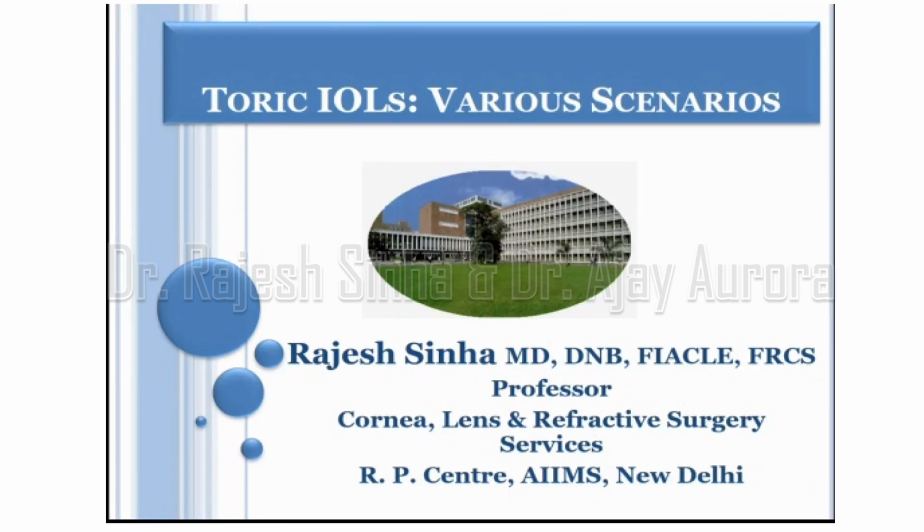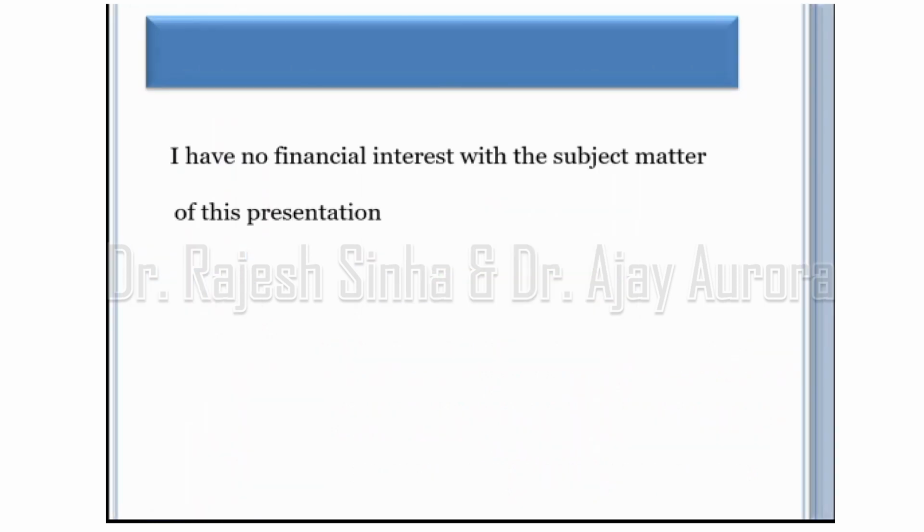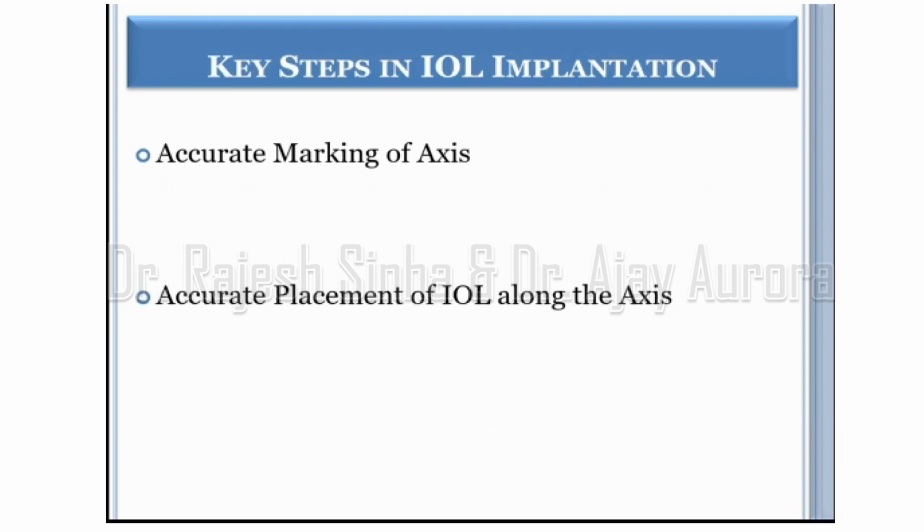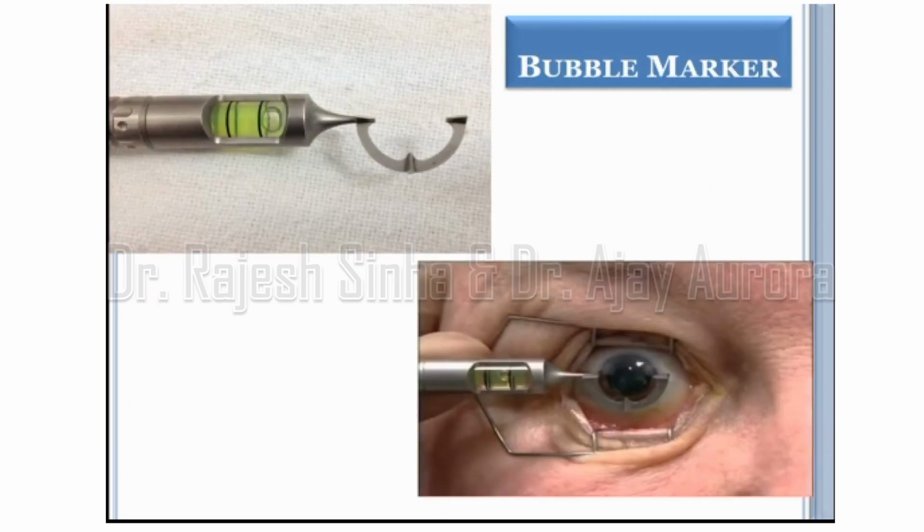Dear friends, toric intraocular lens implantation is quite commonly performed these days, as it has been noticed that nearly 1/4 of individuals have significant pre-existing keratometric astigmatism. The key to success of these lenses is accurate marking and accurate alignment of the axis.